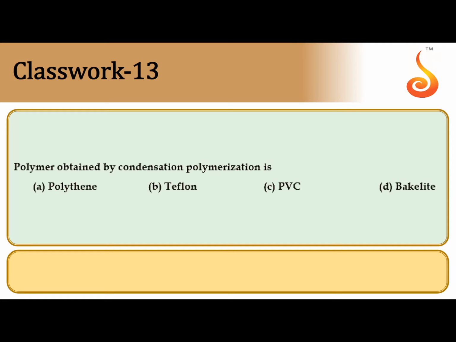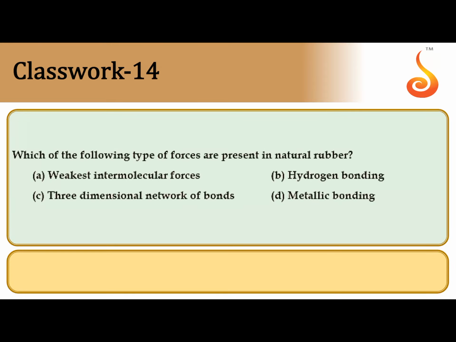Polymer obtained by the condensation polymerization. So which of the following is condensation polymerization? Polyethylene is an addition polymer. Teflon is polytetrafluoroethylene, again an addition polymer. Polyvinyl chloride, again an addition polymer formed from a number of vinyl chloride molecules. That's why these are all addition polymers. So bakelite is the condensation polymer.